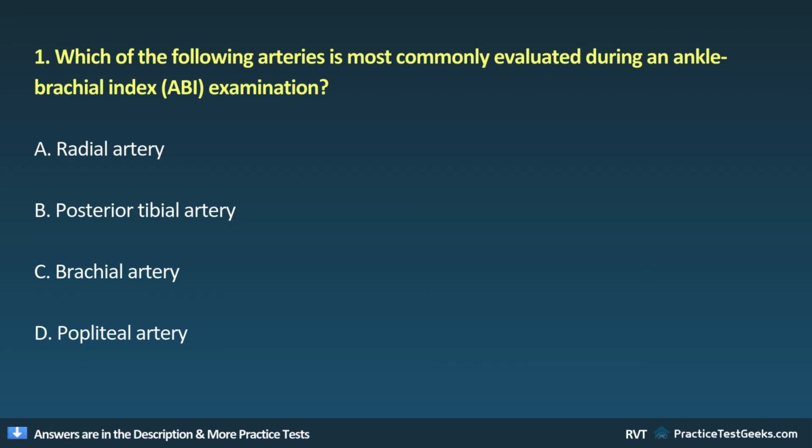1. Which of the following arteries is most commonly evaluated during an ankle brachial index (ABI) examination? A. Radial artery. B. Posterior tibial artery. C. Brachial artery. D. Popliteal artery.